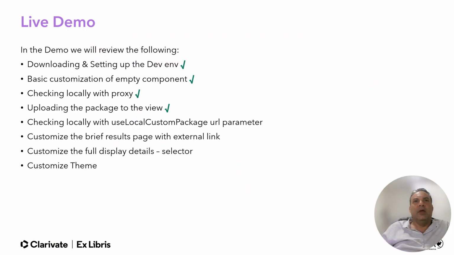Okay, so just a recap of what we've completed so far. We've seen how we can download and set up a development environment. We showed the basic customization with an empty component just to feel how it works. We also showed a way of checking our local changes with the proxy configuration, and we finalized by uploading the package to the view, and so all our changes in our production environment.